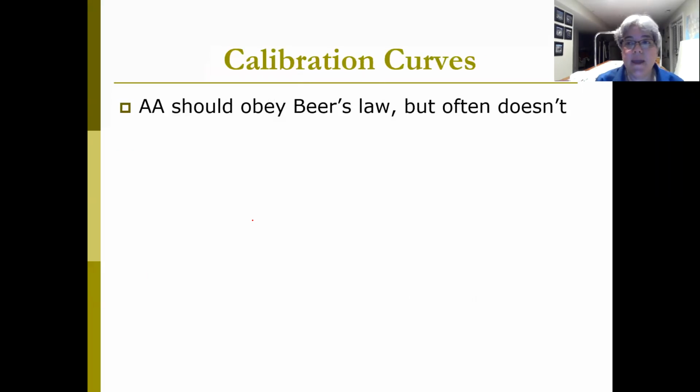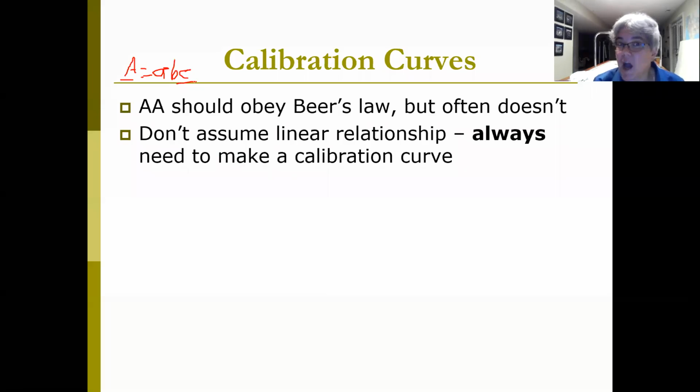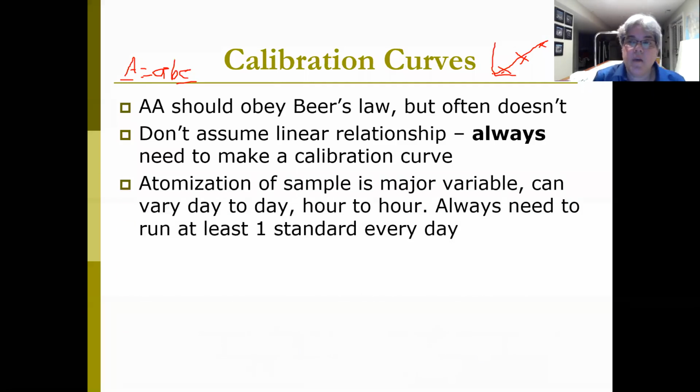Okay, now AA should obey Beer's law. Remember Beer's law, A is equal to abc. So the absorbance should be directly related to concentration, but often it's not. So you cannot assume that it follows Beer's law. You always have to do the calibration curve, make the standards and measure their signals and then get your calibration line. You also have to be aware that atomization changes. That can be a major variable.